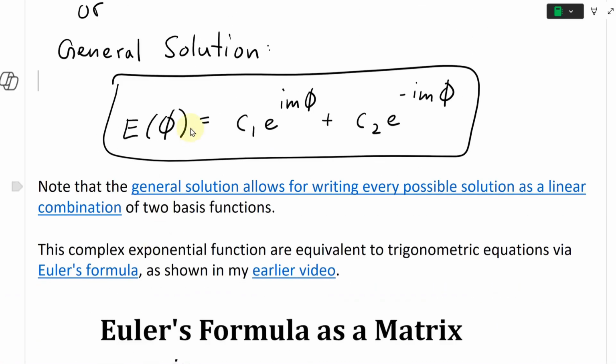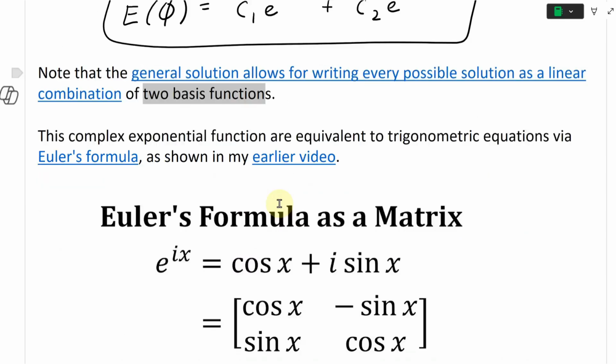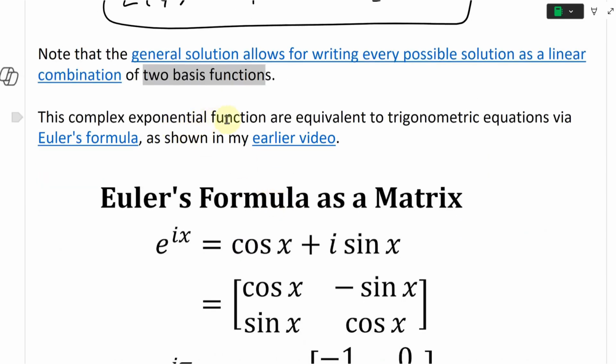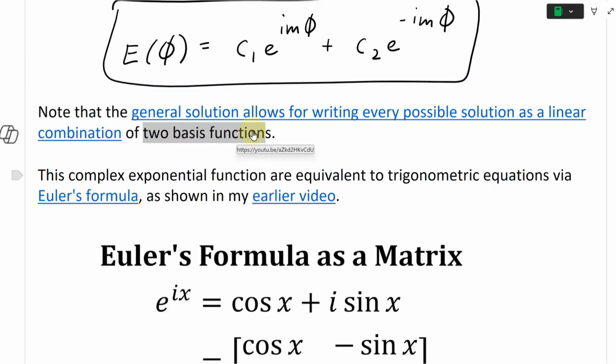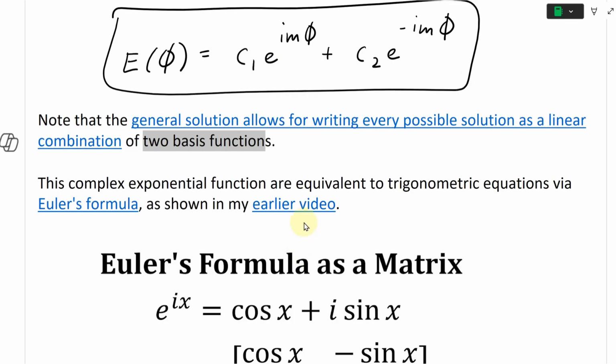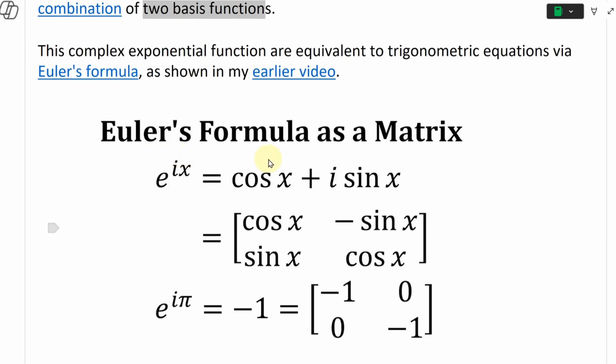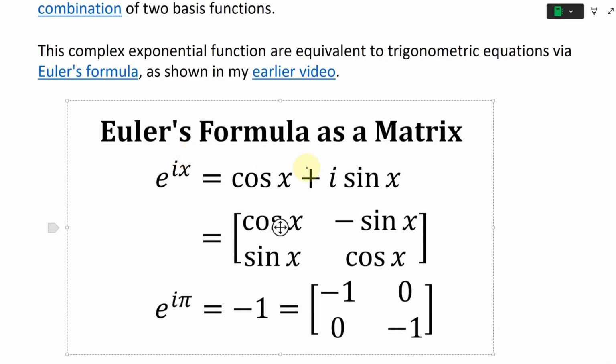Going further, again, C1 and C2 are constants. So note that the general solution allows for writing every possible solution as a linear combination of two basis functions. And this complex exponential function right here is equivalent to trigonometric functions via Euler's formula, as shown in my earlier video when I went over Euler's formula as a matrix. But again, I went over this right here.